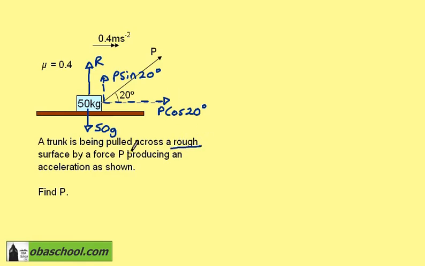Since we're now dealing with a rough surface, there will be a frictional force opposing the motion. Remember, friction always opposes motion. And since the object is in motion, the frictional force must be limiting, which means it's equal to mu, the coefficient of friction, times R, the normal reaction force.